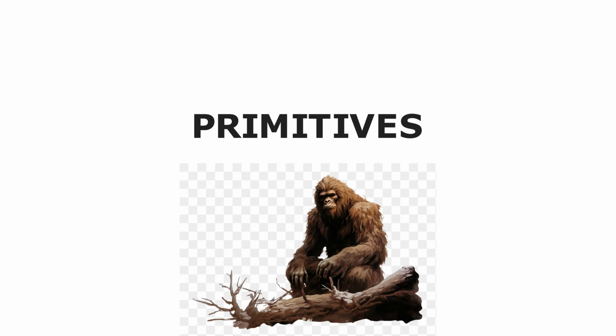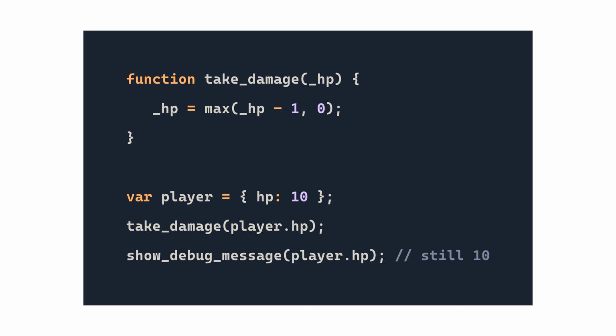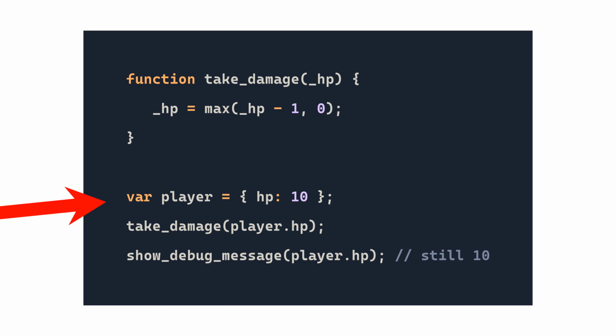If the variable is a primitive, for example, a number, string, boolean, it copies the value when the function is called. So in this example, the variable _hp is a copy of the value from player.hp. If you tried to change it within the take_damage function, it will not affect our original player.hp value over here. If we print that player.hp after the take_damage call, then you'll see that it has not changed at all. It's still 10.